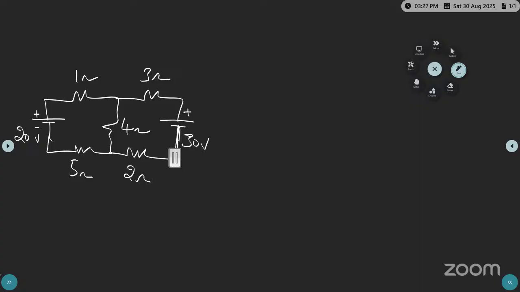Okay. So here, superposition theorem. There are two types of questions he may ask. One is prove superposition theorem. Prove superposition theorem means you have to prove LHS is equal to RHS. Otherwise, the second question is calculate current through 4 ohm resistor by using superposition theorem.